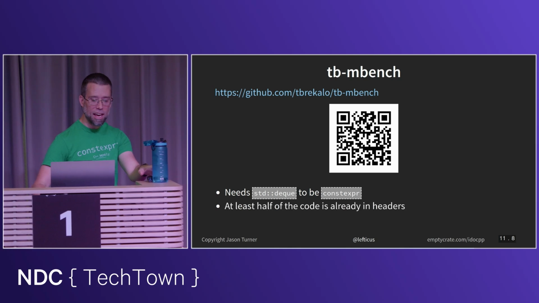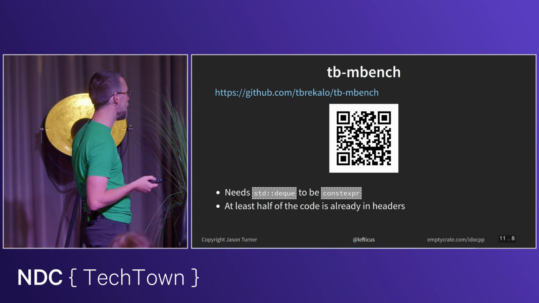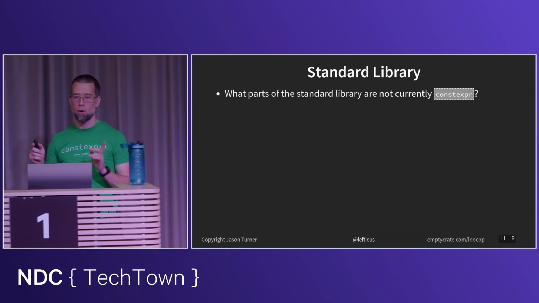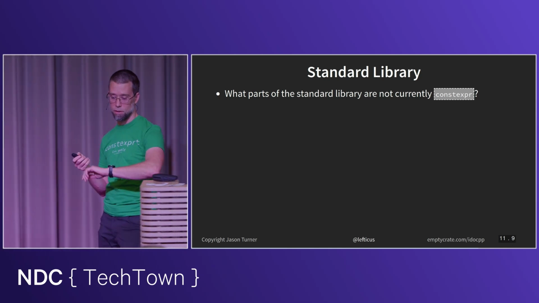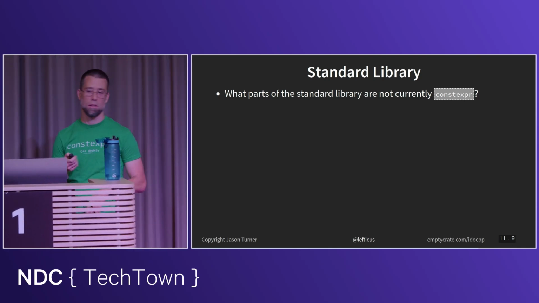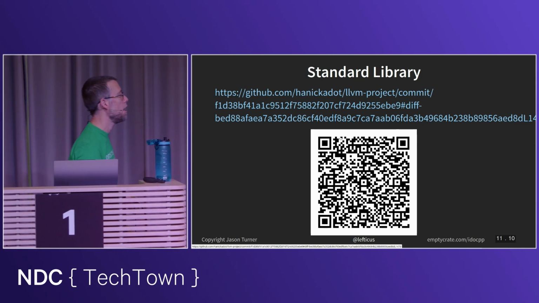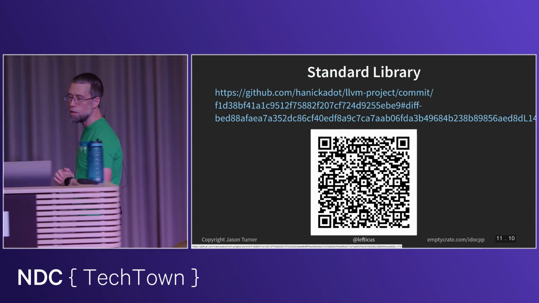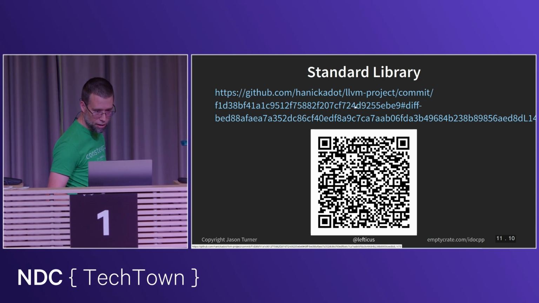All right, so we would need deque to be Constexpr. Is deque Constexpr? Not yet. At least half of that code's already in headers. So the standard library. What parts of the standard library are not currently Constexpr? If you were in Hannah's talk, you've already got a pretty good handle on this. Everything. It's a lot of standard library and stuff. I am going to go ahead and congratulate Hannah here on this work. This is her commit for the LLVM project, the standard library.